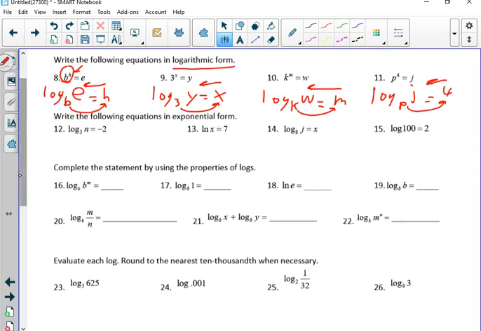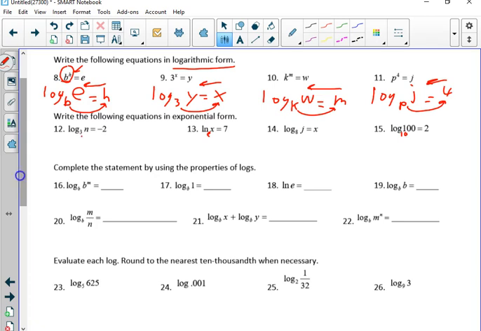12 through 15, you should not have log in the answer. And before we even jump into this, I'm going to write my little e here, because the base of any ln is e. I'm going to write a 10 here, because that's the base there. If we don't see it, it's log 10.